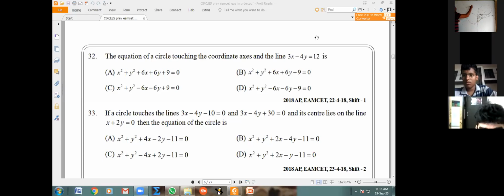3 into r minus 4 into minus r minus 12 by root over 3 square plus 4 square should be equal to mod r. If a line is tangent to a circle, the perpendicular distance from the center equals the radius. This time we will get 3r plus 4r is 7r minus 12 by 5. Sending that side, we'll get mod 5r. That is 7r minus 12 equal to plus or minus 5r. If I take plus 5r, r will come 6. If I take minus 5r, r will come 1.